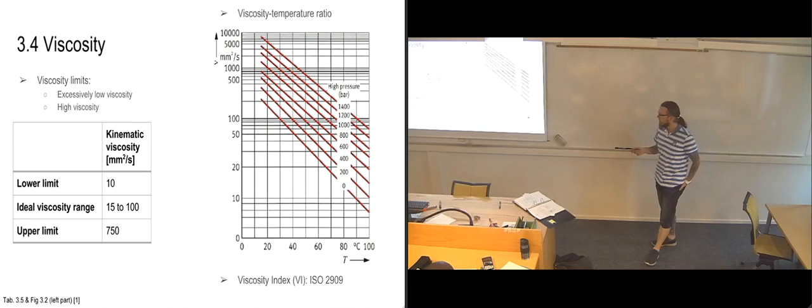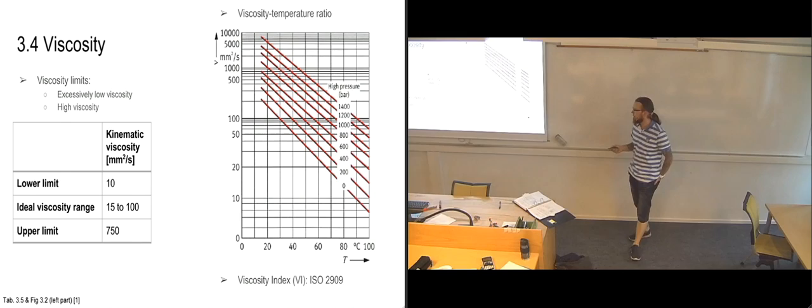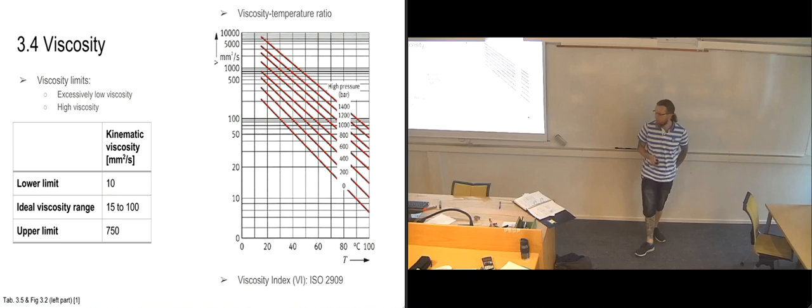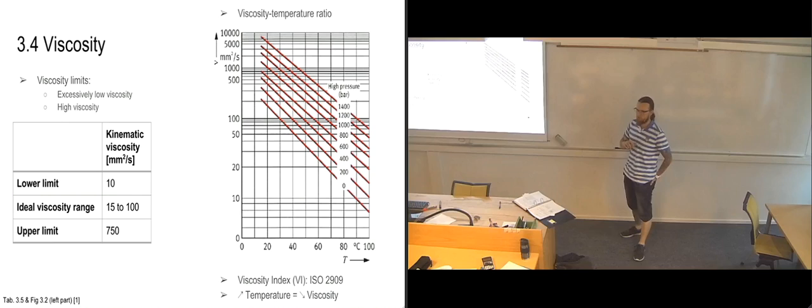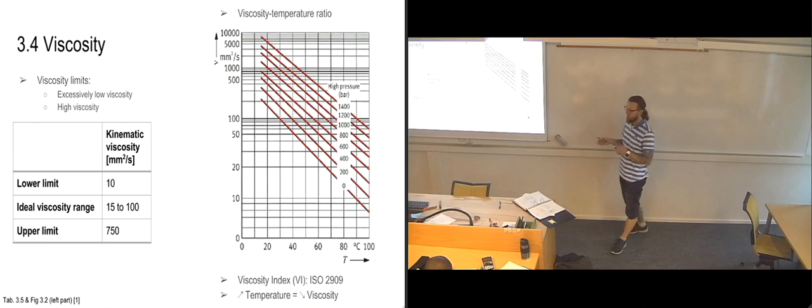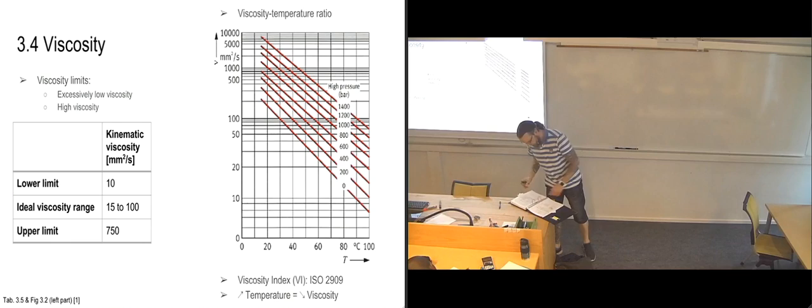What we use to classify the different hydraulic fluids are viscosity indexes, which are from this ISO standard 2909. And it basically just means that with increasing temperature, we get decreasing viscosity, and that's what the viscosity index tells us. It tells us the curve that we will get at a specific pressure.